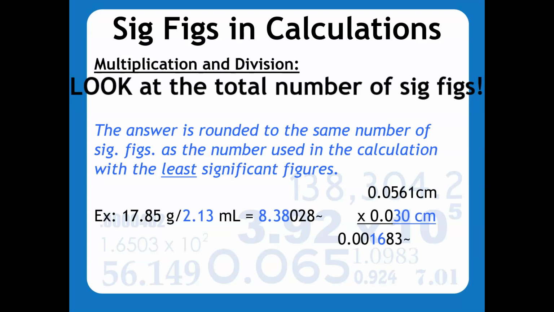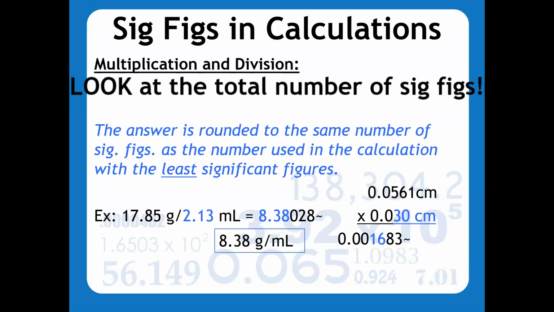So for example, the first one on the left is 17.85 grams divided by 2.13 milliliters. We're not concerned with decimal places here. We want to look at the entire number. The 17.85 has 4 sig figs, the 2.13 has 3 sig figs. That means our answer needs to reflect 3 significant figures.